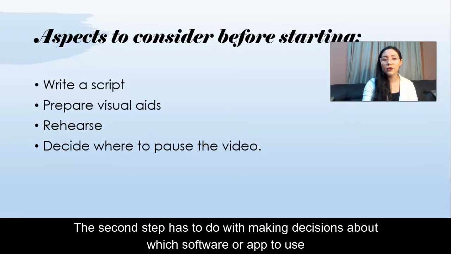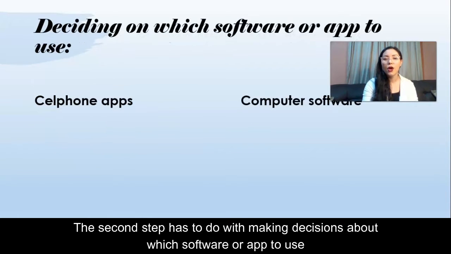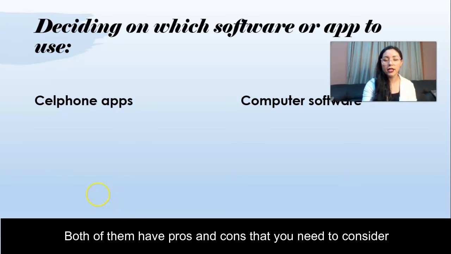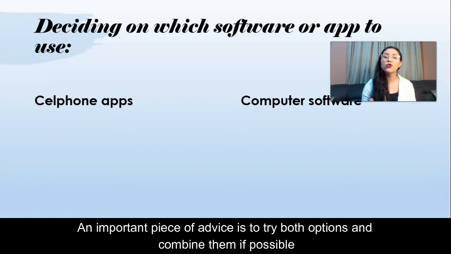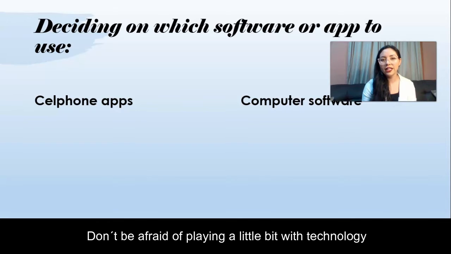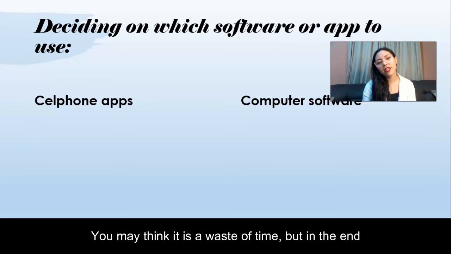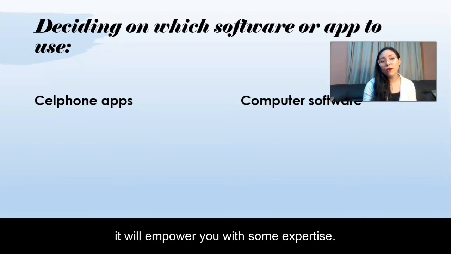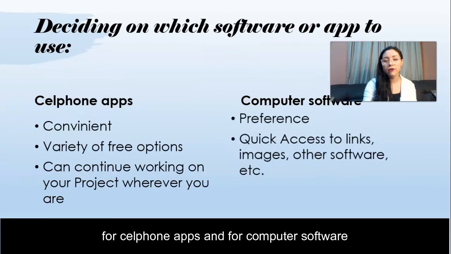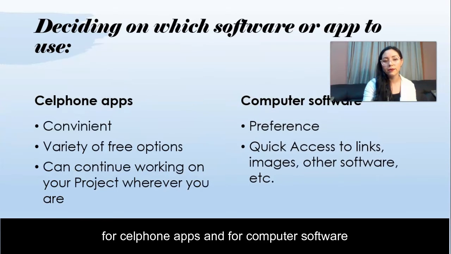The second step has to do with making decisions about which software or app to use. Both of them have pros and cons that you need to consider. An important piece of advice is to try both options and combine them if possible. Don't be afraid to play a little bit with technology. You may think it is a waste of time, but in the end, it will empower you with some expertise. There are some characteristics of both options for cell phone apps and for computer software.